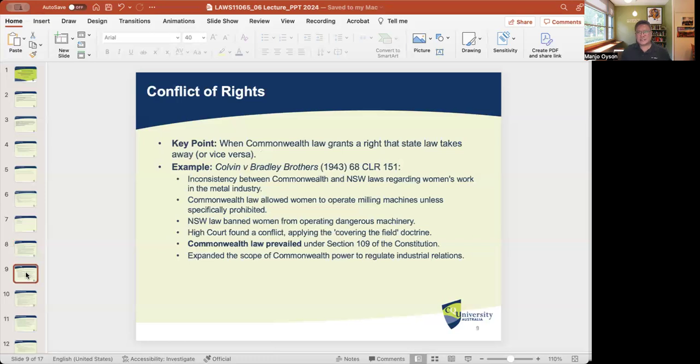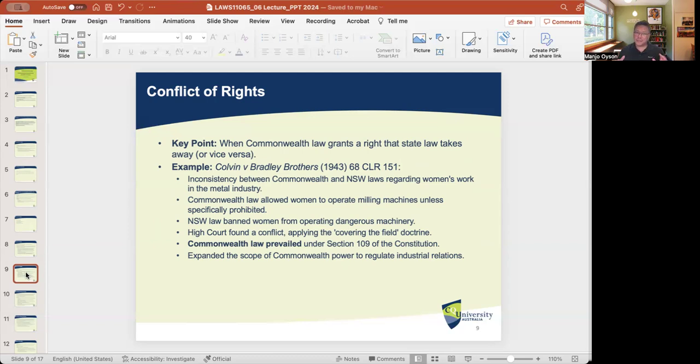Now let's look at another form of conflict, and that is a conflict of rights. So here we're looking at the scenario where a Commonwealth law grants a right that a state law takes away. So for example, in Colvin and Bradley Brothers, there was an inconsistency between Commonwealth and New South Wales laws regarding women's work in the metal industry. In this particular scenario, the Commonwealth law allowed women to operate milling machines unless they were specifically prohibited.